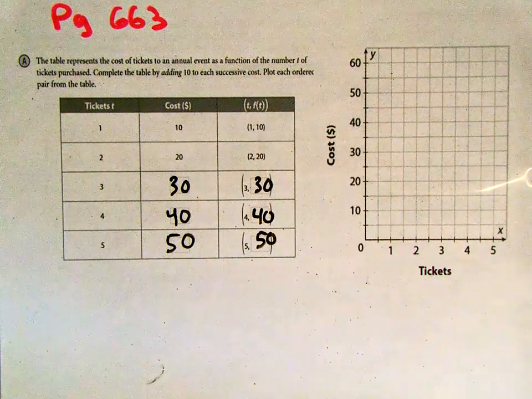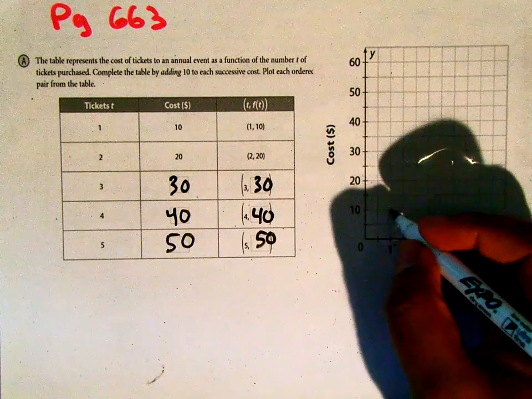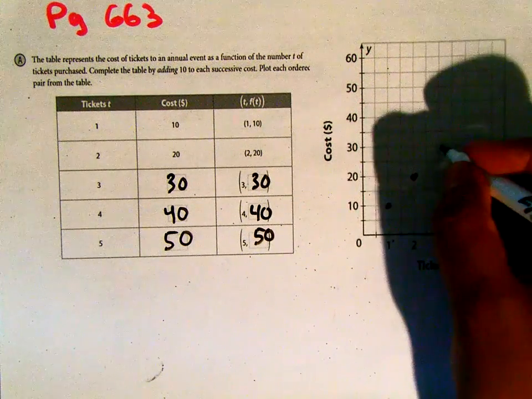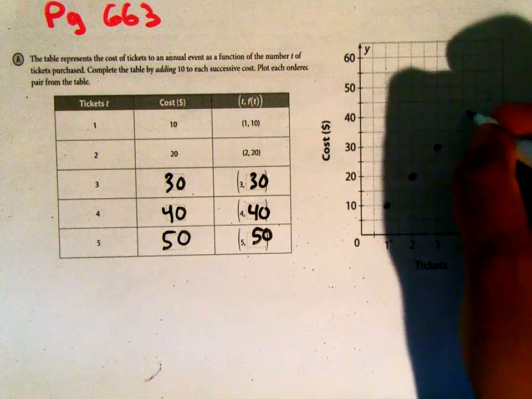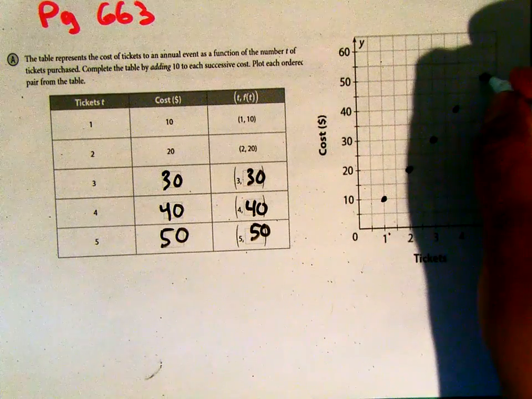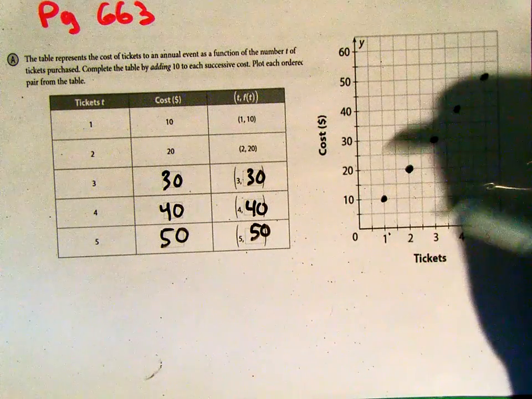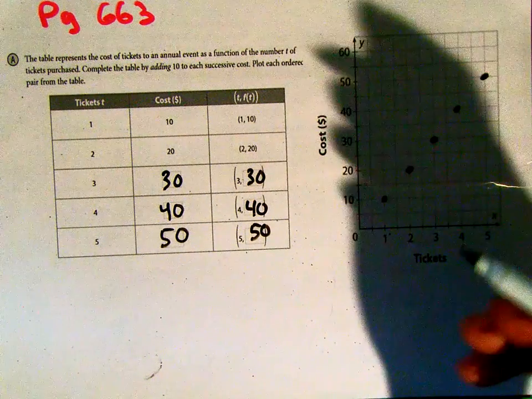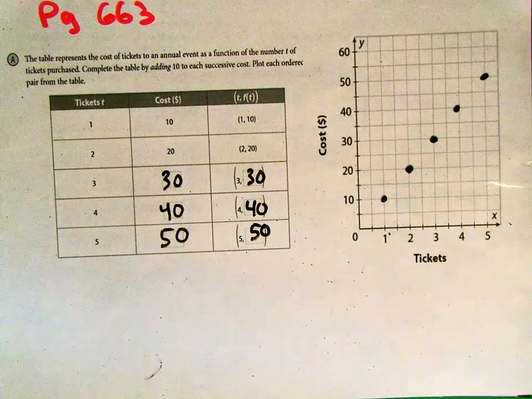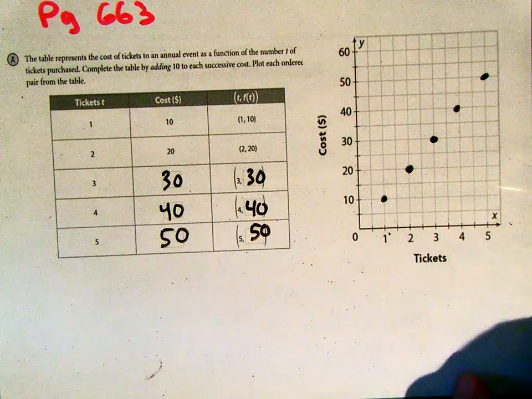All right, so the next thing we're going to do is plot each one of these points. So at 1, we get 10. At 2, we get 20. At 3, we get 30. At 4, we get 40. And at 5, we get 50. Okay, simple enough. And notice how it makes a straight line, and it's discrete because you have a certain amount of tickets sold and a certain amount of price you get, nothing in between there. So that is plotting a linear function. You should be very familiar with this by now.